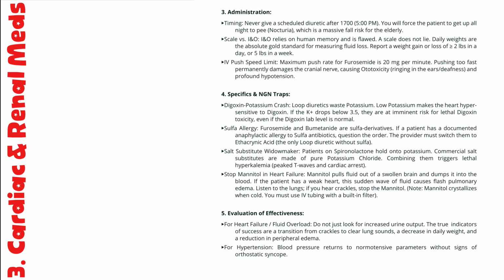And here's a trap worth remembering. Loop diuretics waste potassium. Low potassium makes the heart hypersensitive to digoxin. So a patient can develop lethal digoxin toxicity even when their digoxin level looks completely normal. And if your patient is on spironolactone, warn them off salt substitutes. Those are pure potassium chloride. And combined with a potassium-sparing diuretic, that's a fast track to lethal hyperkalemia.